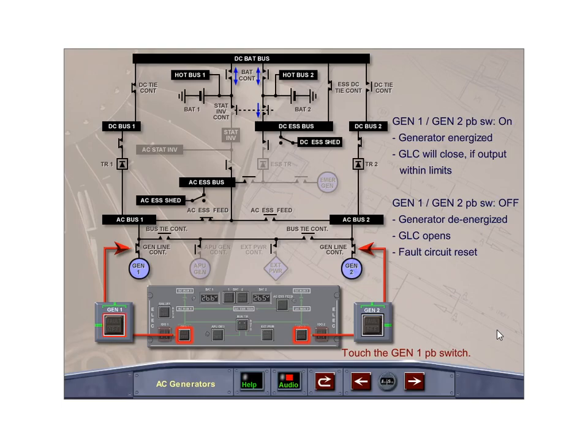With the generator push-button switch selected to the off position, the generator field is de-energized and the generator line contactor opens. Anytime a generator push-button switch is selected off, the fault circuit is reset. Touch the Generator 1 push-button switch to turn it off.